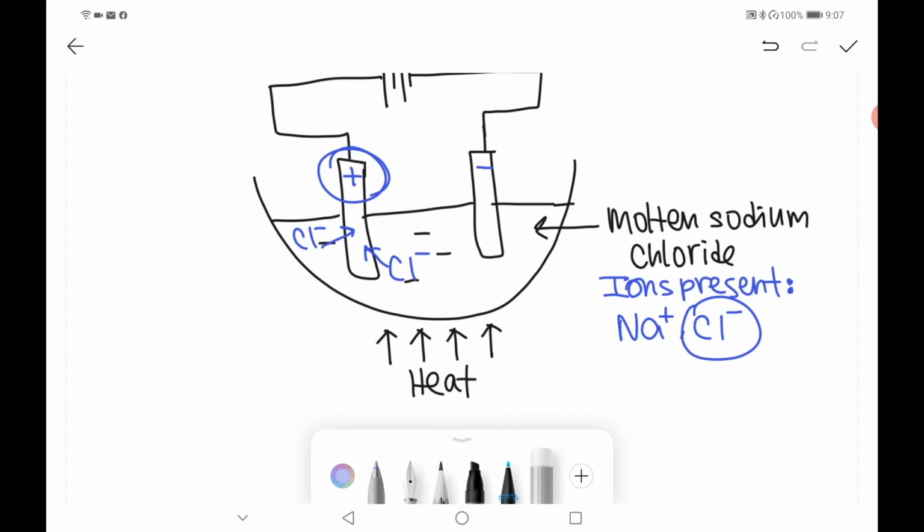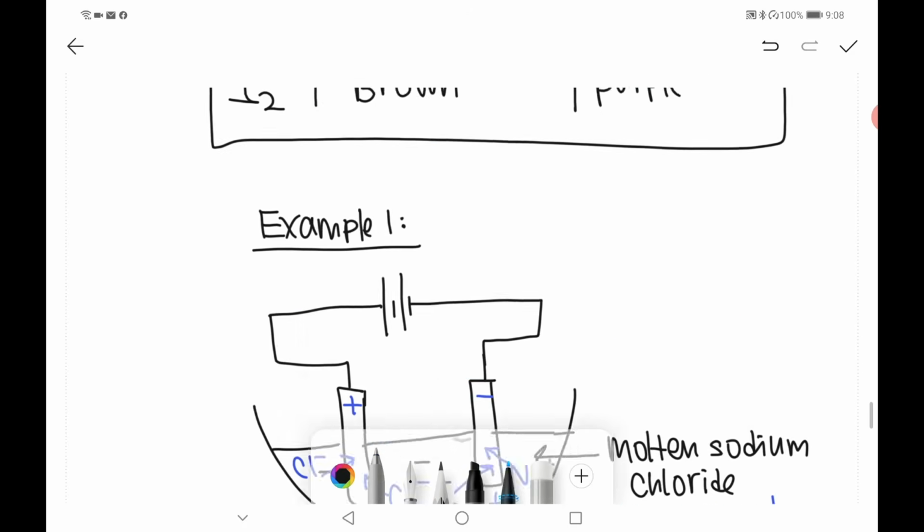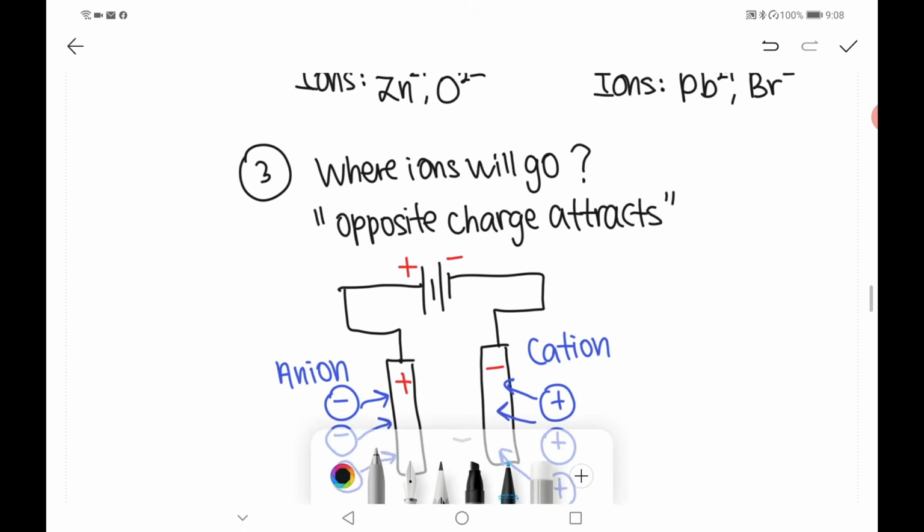Then negative electrode will attract positive ion. So Na plus will come over. So now we already know where the ion will go. Okay, so what is the next step? Look at step number 4.